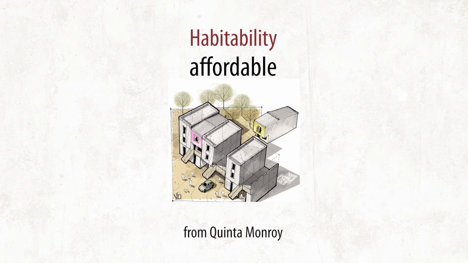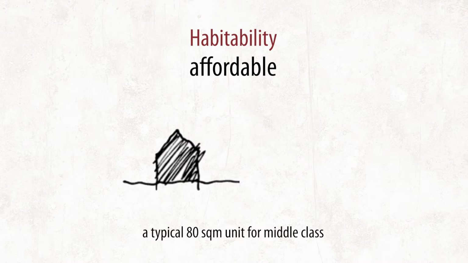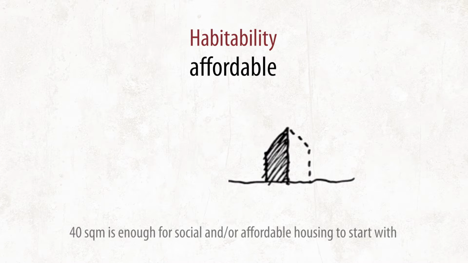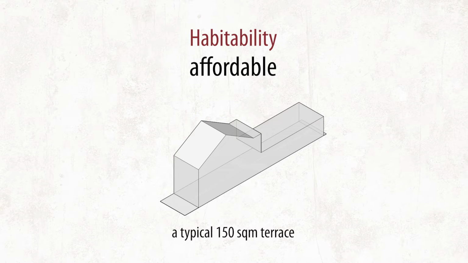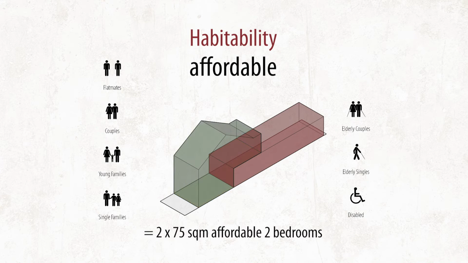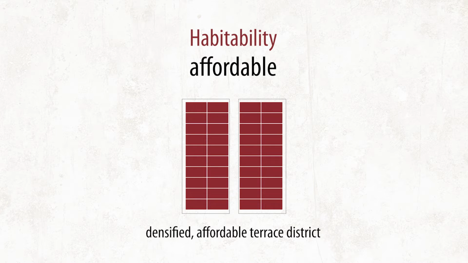Through the lens of Quinta Murray case study, a middle-class family lives reasonably well in around 80 square meters. But when they have no money, 40 square meters is enough to start with. A typical terrace is about 150 square meters. So to achieve affordability, we can divide it into 3 50 square meter units or 2 75 square meter units. By doing so, the whole district will have the potential to be densified as well.